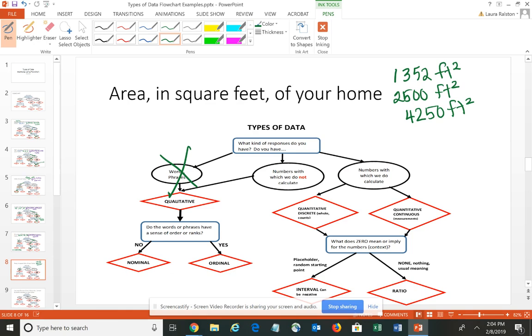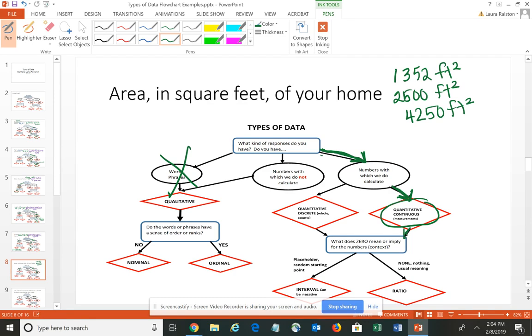Thinking about it, would you calculate with that? Could we maybe find the average size of a home? Could we find the largest? Could we compare and say this house is bigger than that house? The answer is yes, so it's numbers with which we calculate. In this case, it's really a measurement. The examples I gave you are whole numbers, but we're really measuring, so it could be a fraction or a decimal, so it is continuous. It's associated with a measurement.